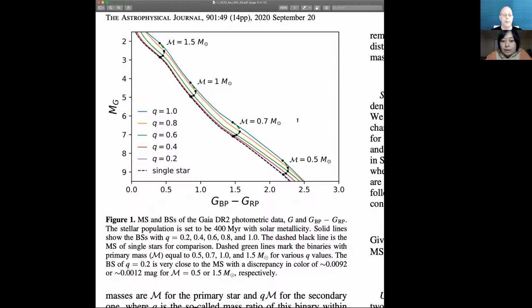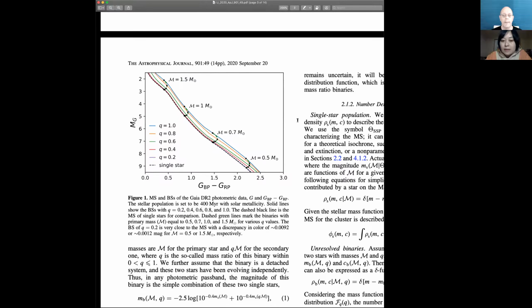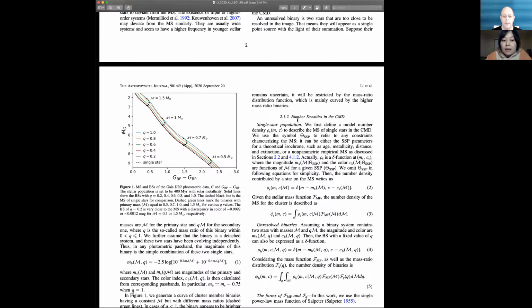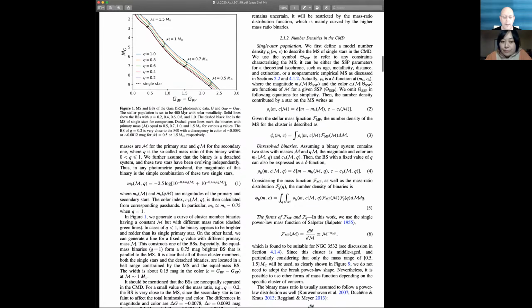Okay. Then we go to the method part. The mixture model method can combine multiple components into a single probability density distribution. The cluster members are assumed to have a mixture distribution in the CMD, like in figure 2.